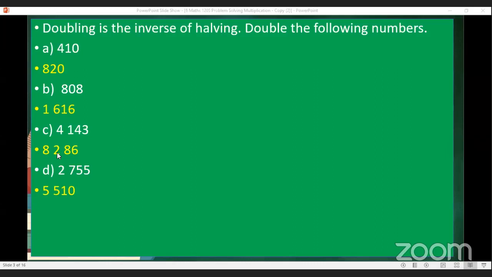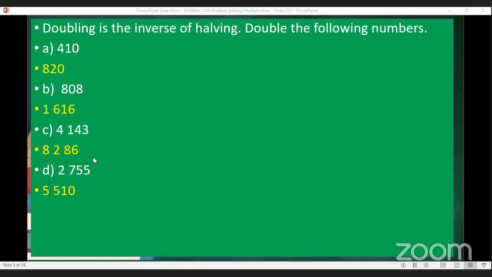And then number C, we are doubling 4,143. So you double 3. 3 plus 3 is 6. You see, you're working from the units, so you write the 6. And then 4 plus 4 is 8, then you write 8. 1 plus 1 is 2, you write 2. And then 4 plus 4 is 8, and then you write 8. So doubling and adding that number twice is the same thing. Remember, we have so many methods of doing this.